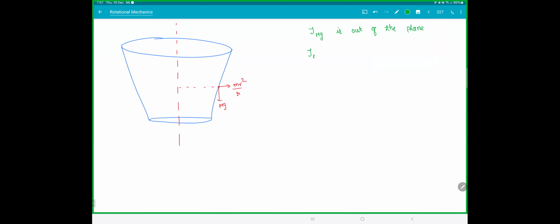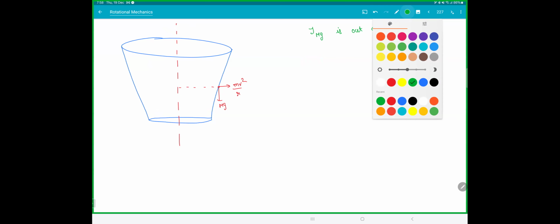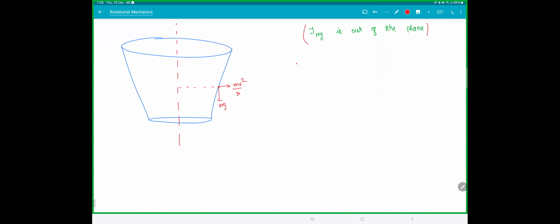Right? And torque due to mv square by r, mv square by r is passing through the axis. Meaning mg ka torque is like this. You're getting it? Mg ka torque is like this, but I want torque about this axis. So there is no torque actually. Torque about the axis is 0.